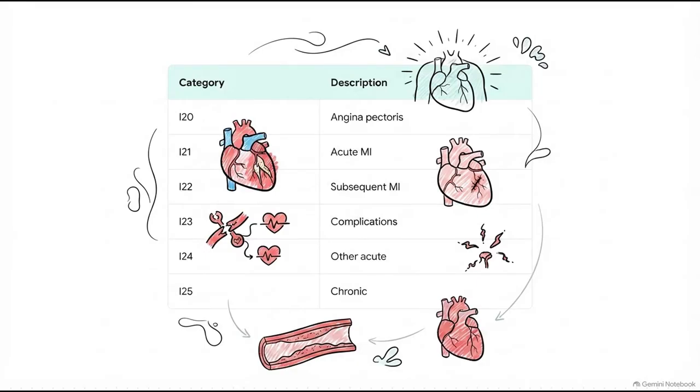And this perfectly illustrates how the ICD-10-CM manual organizes that physical progression. The entire ischemic heart disease block runs from I20 to I25. It starts at I20 with angina pectoris, moves right into I21 for acute myocardial infarction, and then I22 for subsequent myocardial infarction. From there, we see I23 capturing current complications following an MI, I24 for other acute ischemic heart disease, all the way to I25 for chronic ischemic heart disease. It's a beautifully logical progression of the disease process.